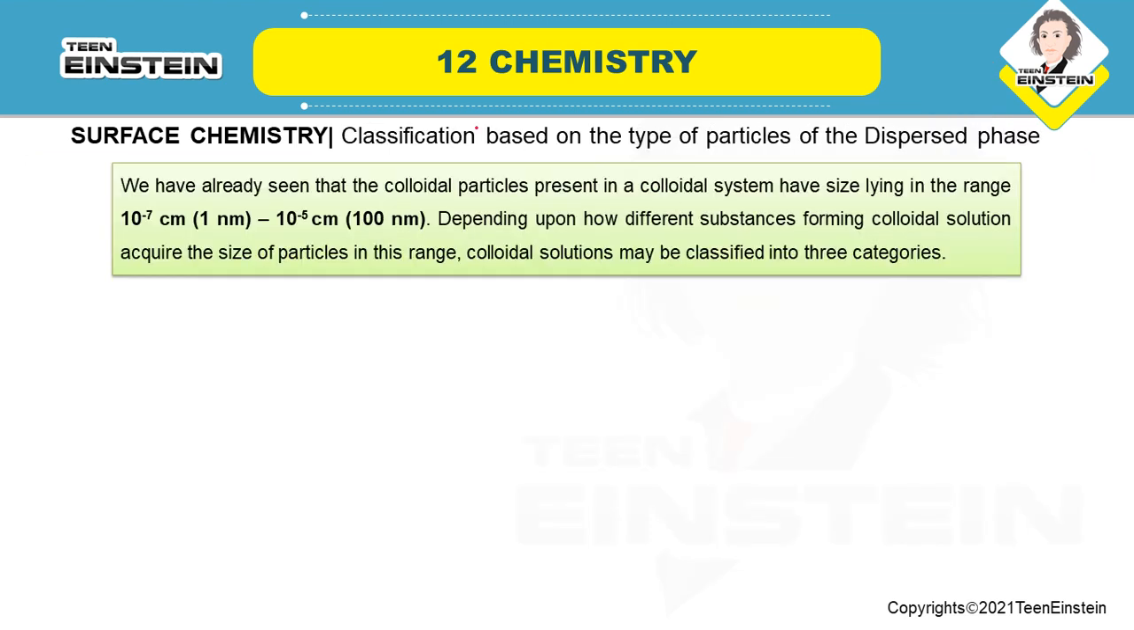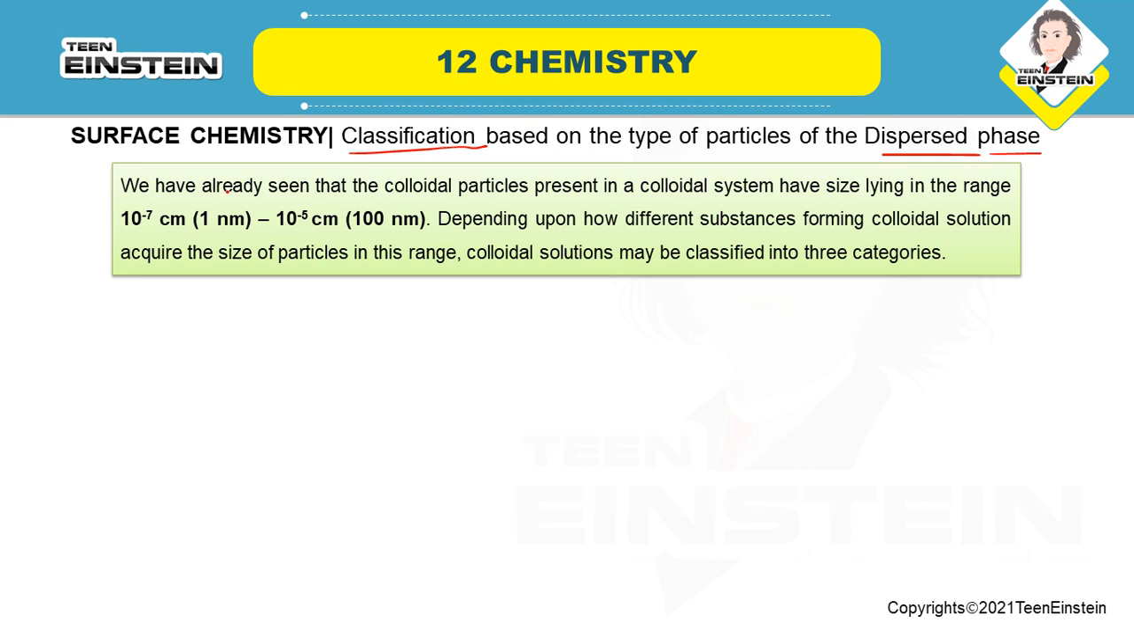Next, another type of classification we will do now. The previous one was based on the affinity between dispersed phase and dispersion medium, but now the classification is based on the type of particles of the dispersed phase. So now we have nothing to do with the dispersion medium. We are interested only in the dispersed phase particles.